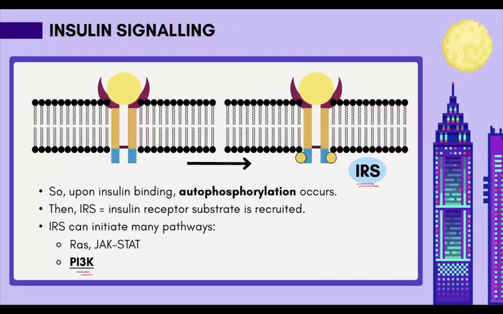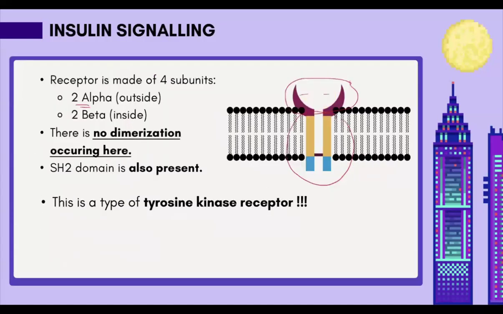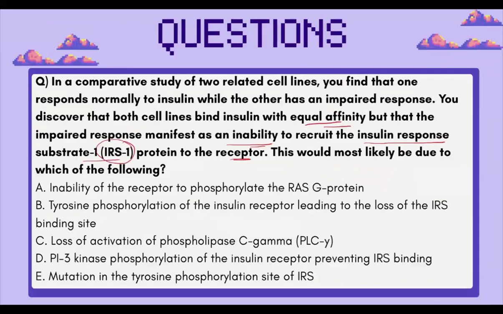Remember that once the ligand binds to the insulin receptor, it gets the tyrosine residues autophosphorylated through its intrinsic activity, and then it recruits IRS, right? And then IRS is the one that ends up starting the PI3K pathway. So in this question, they noticed that the IRS protein isn't getting recruited at all. So what is the problem here? RAS-G isn't included in this entire insulin signaling pathway, right? And then they're saying tyrosine phosphorylation of the insulin receptor leading to loss of IRS binding site.